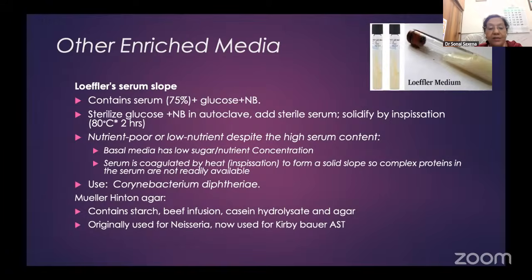How does it get enriched without blood? It was originally made for Neisseria and then it came to be used for Kirby-Bauer after adjusting the cations. That is why we always say cation adjusted Muller-Hinton agar or cation adjusted Muller-Hinton broth, because the original media had all those cations which were required by Neisseria.